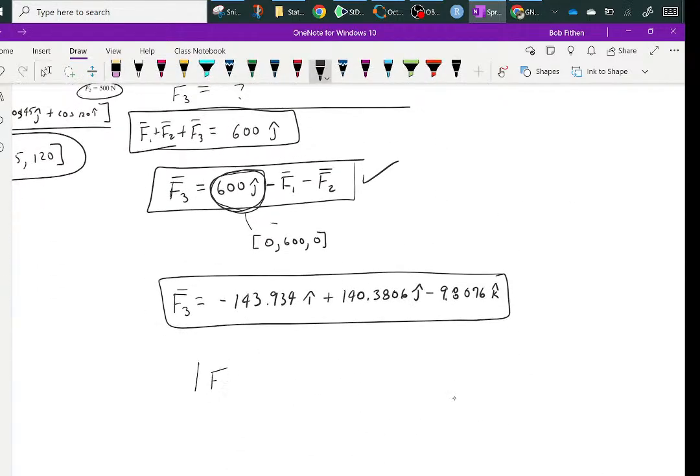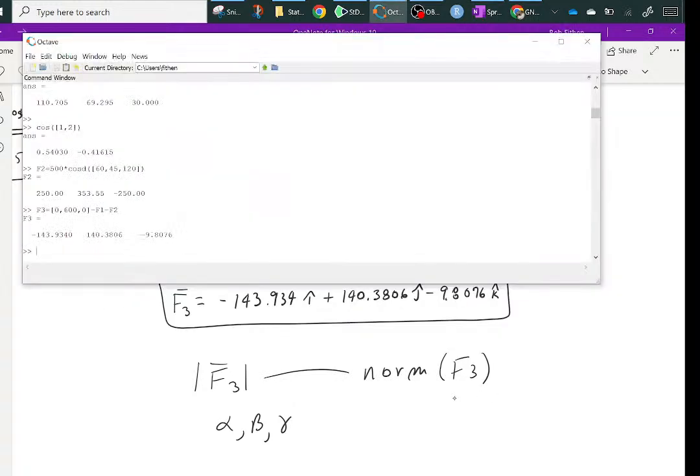He wants to know the magnitude, and then he wants to know alpha, beta, and gamma. So again, there's our norm. So if I were willing to do this, this would come from norm of the F3. So let me see if I can do that. Norm of F3.